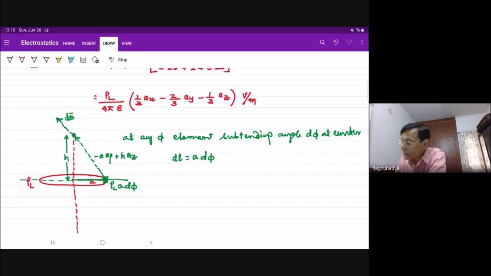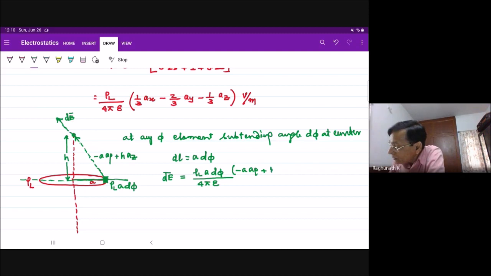What is the dE bar expression now? Differential E bar is equal to rho L a d phi divided by 4 pi epsilon, r bar, minus a rho plus h a z. A is constant, h is constant, they are not variables, divided by a square plus h square whole power 3 by 2, because the magnitude of this vector is a square plus h square under root, whole cubed I have to use. Now which component is to be integrated? Should I integrate both or only one component?